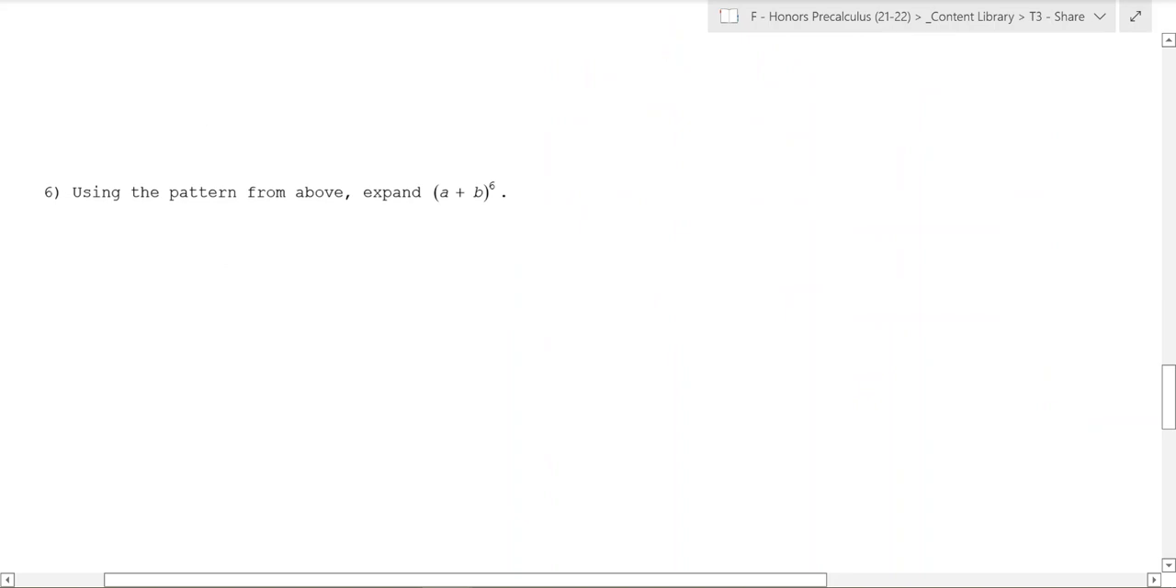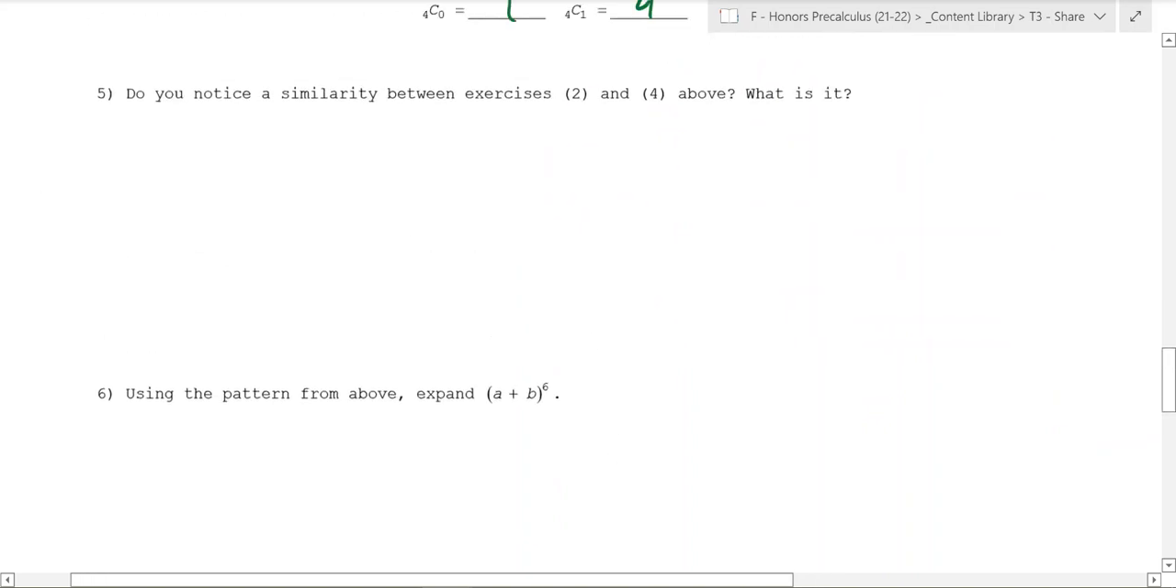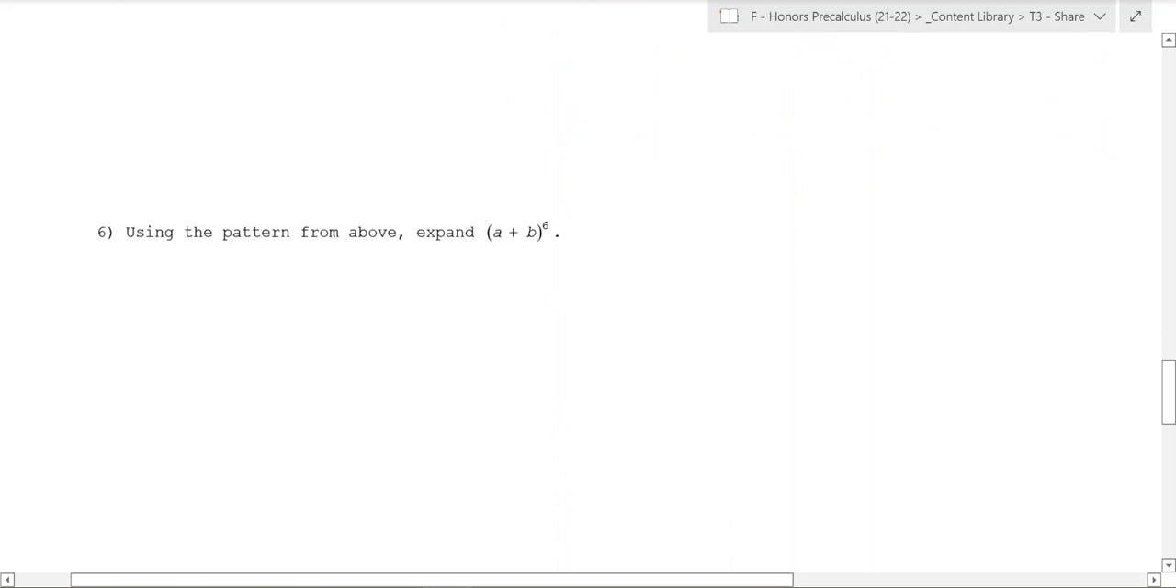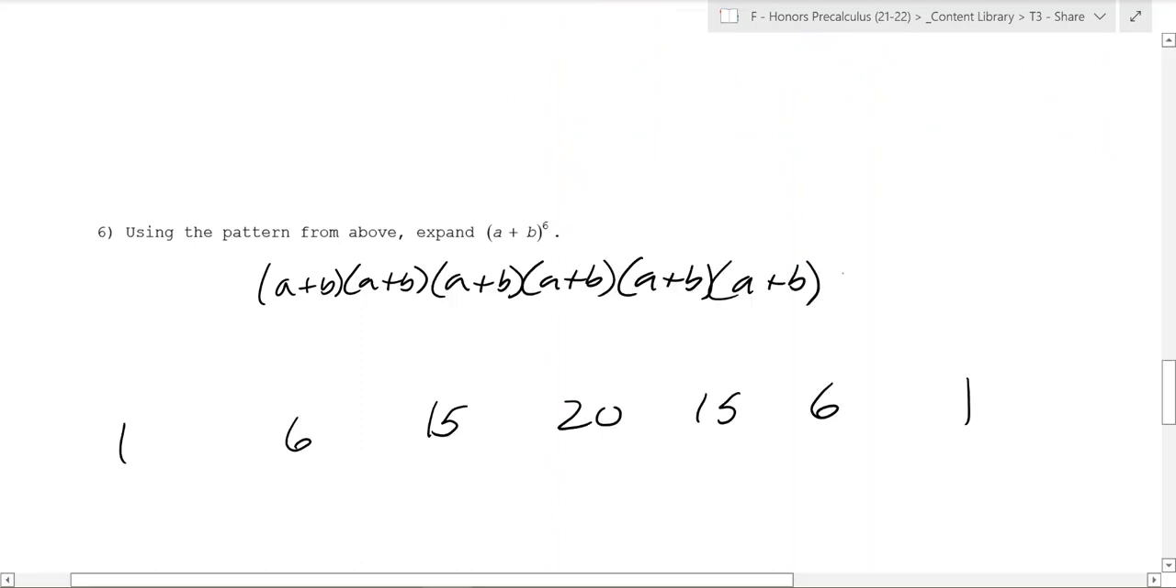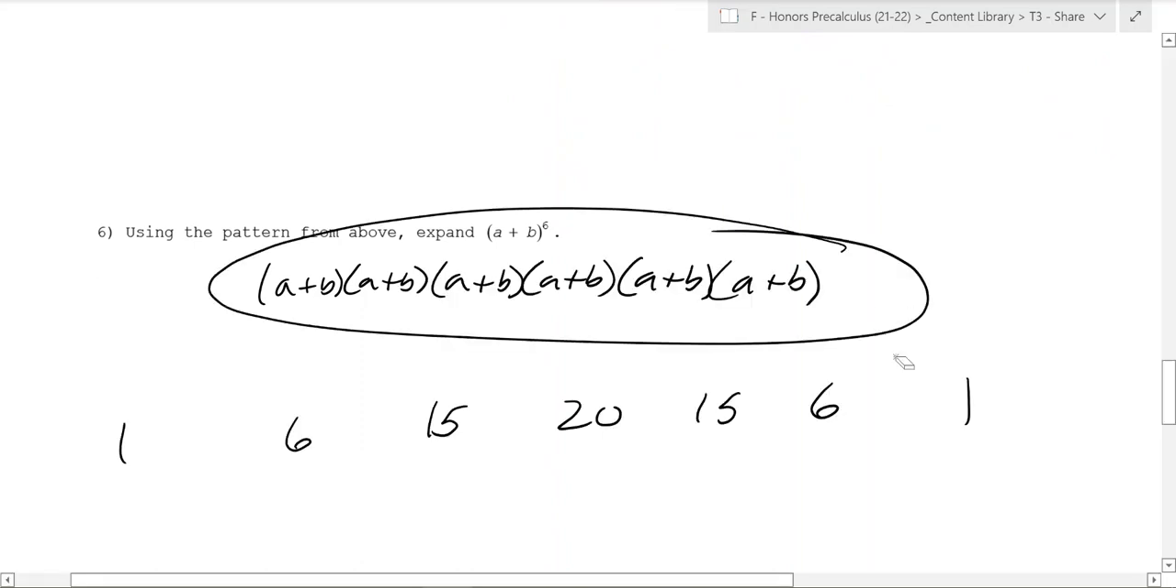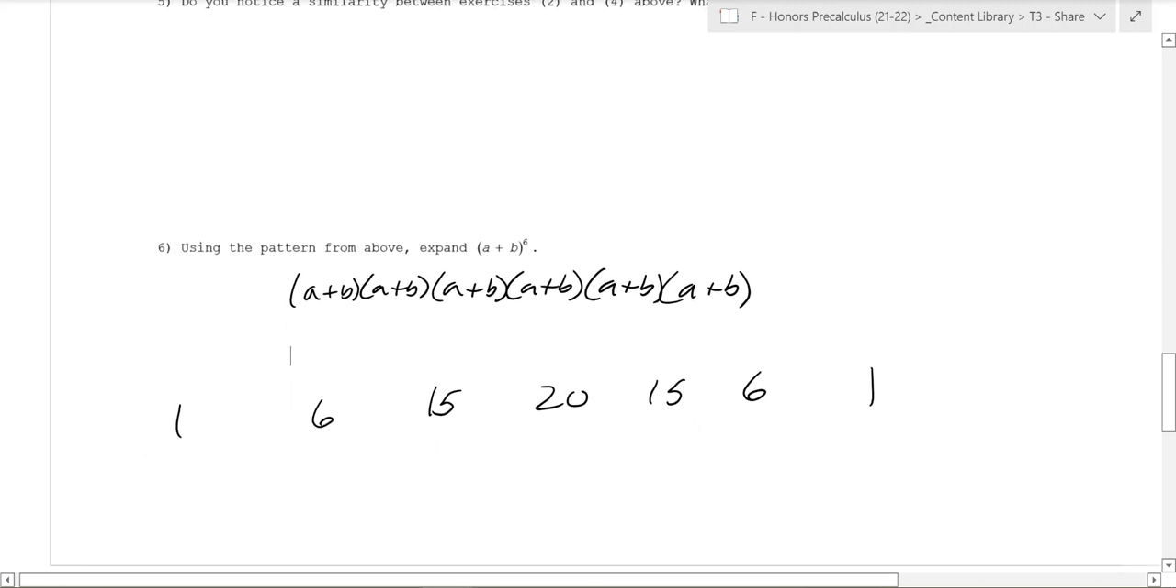The way this works is you're just going to have the 6th row, the next row of Pascal's triangle. So you might think to yourself, oh gosh, I don't really want to multiply this out, (a plus b)^6. It would take a long time. So the next thing you do is you just go to that row of Pascal's triangle.